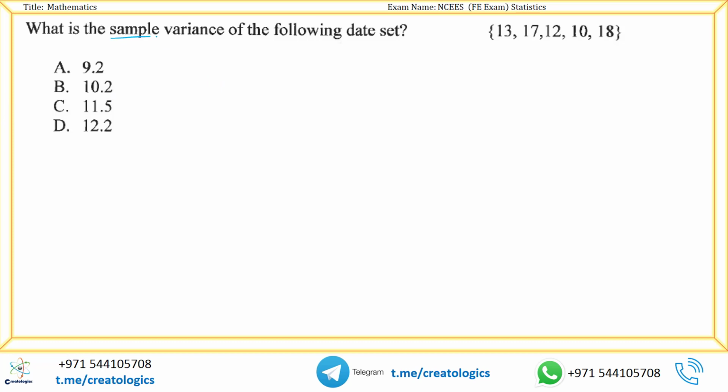Again you have to find the sample variance. In the sample variance you have to replace your n by n minus 1 in the standard deviation and the variance part only, not for the mean. For the mean part your number of terms will remain the same. So let me first calculate the mean. Let's represent that mean by x bar, or sometimes we represent it by mu, which is equal to the sum of all observations, meaning 13 plus 17 plus 12 plus 10 plus 18, whole divided by the total number of terms, that is 5. So you are getting 14.